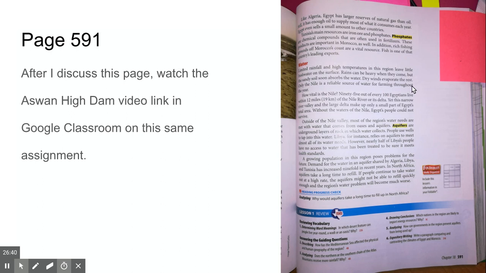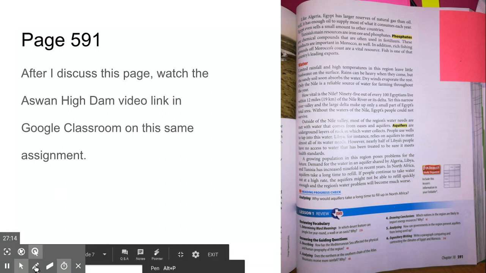So if a wind comes through that doesn't have a lot of moisture in the air that makes up that wind, and it moves through this area after it's rained, the wind itself is going to pick up a lot of that moisture and carry it off. Only the Nile is a reliable source of water for farming throughout the year. So we labeled the Nile on our map going through the country of what? Egypt.